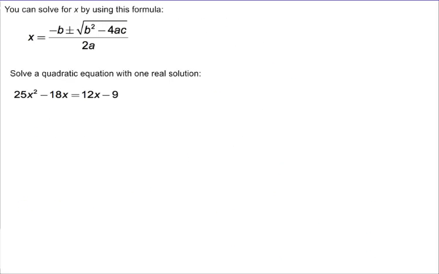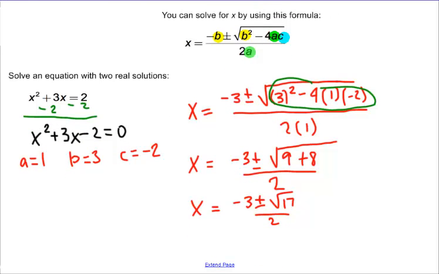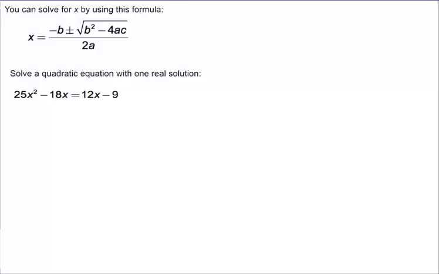Okay, here's another example. And again, we're going to use the quadratic formula. And this guy actually just has one real solution. So the previous example we did had 2 real solutions, a plus and a minus. This one just has one. So if you look back here at our previous problem, notice that this thing would become negative 3 plus the square root of 17 over 2, or negative 3 minus the square root of 17 over 2. These are our 2 answers, okay? Well, look at this one. This time we're only going to have just one real answer.